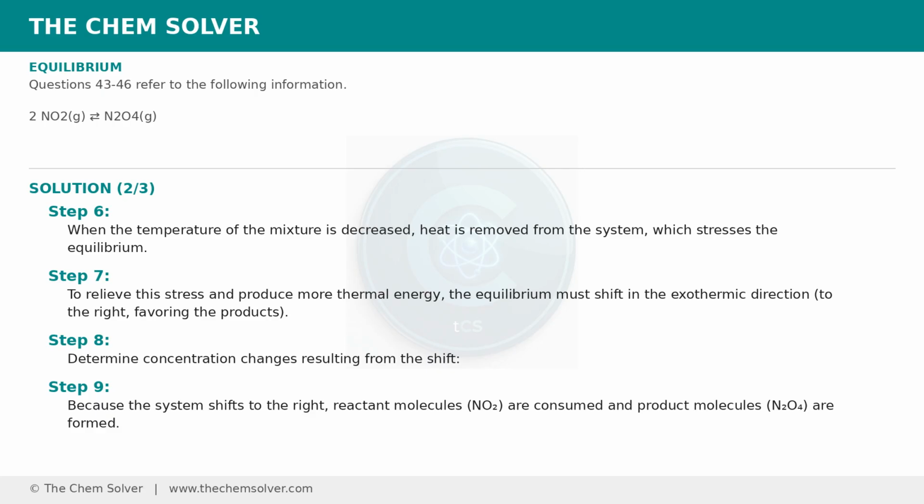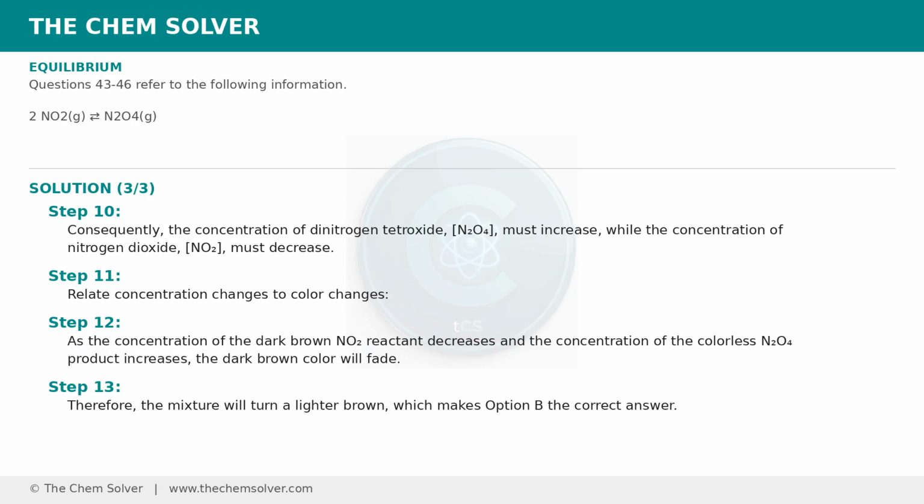Determine concentration changes resulting from the shift. Because the system shifts to the right, reactant molecules, NO2, are consumed and product molecules, N2O4, are formed. Consequently, the concentration of dinitrogen tetroxide, N2O4, must increase, while the concentration of nitrogen dioxide, NO2, must decrease.